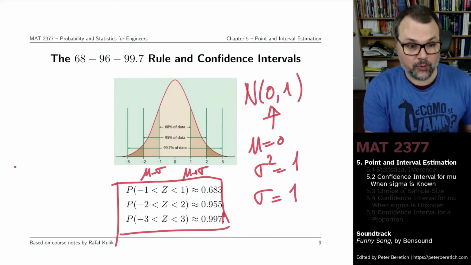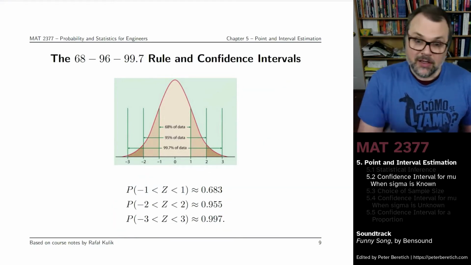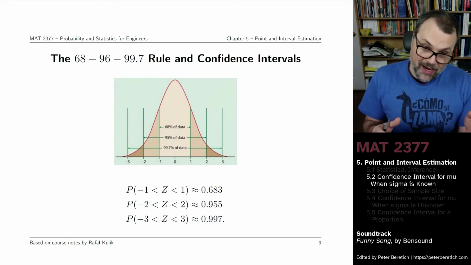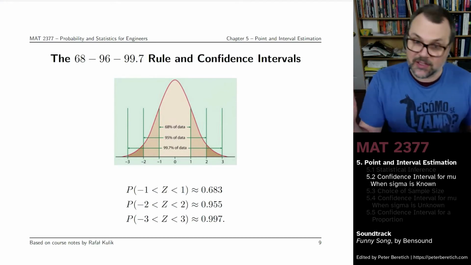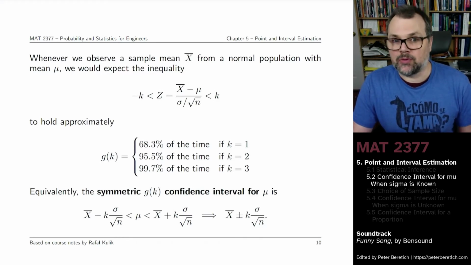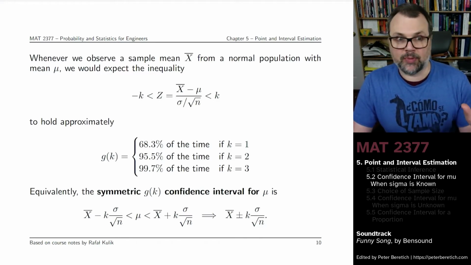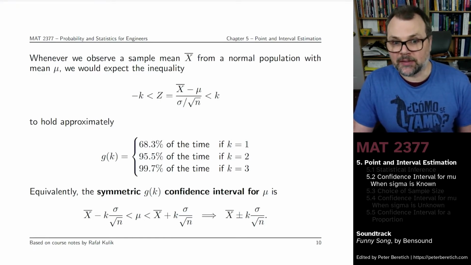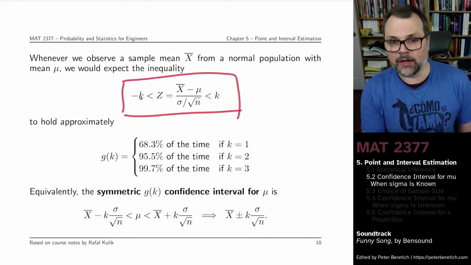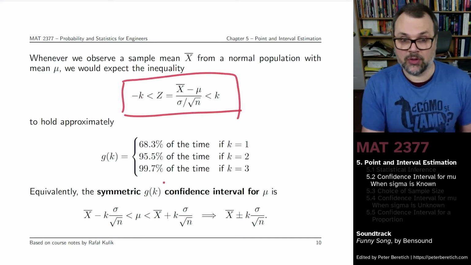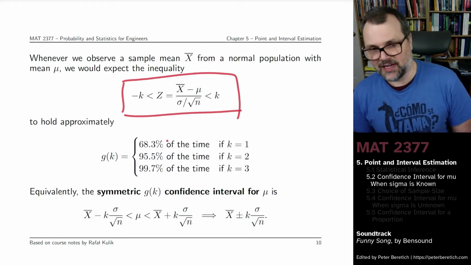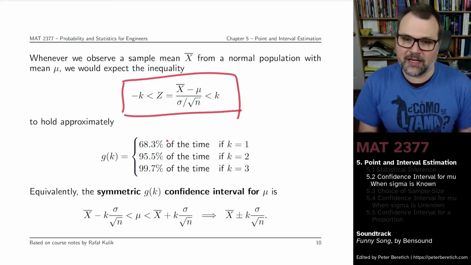In general, what you would write is that the probability that your value x or y or z or w or whatever is between mu minus sigma and mu plus sigma is about 68.3%. This is what I was talking about here. Whenever you observe a sample mean x bar from any normal population with mean mu, you would expect the inequality I've just described here, where k could be 1, 2, or 3, as in the previous example, to hold approximately 68.3% of the time, 95.5% of the time, and 99.7% of the time, depending on if it's 1, 2, or 3.